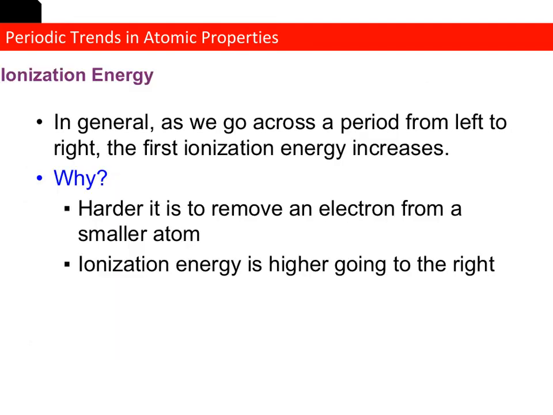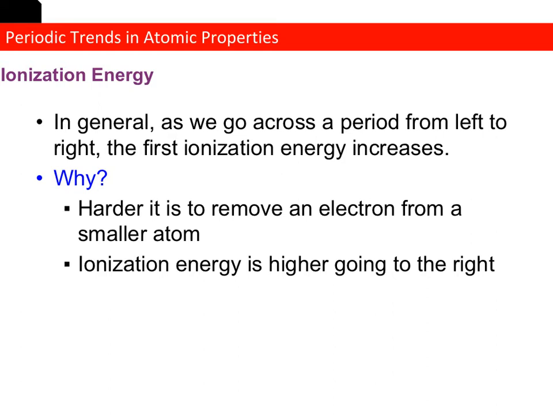So let's talk about the general trend of ionization energies on the periodic table. In general, as we go across from left to right, the first ionization energy increases. That's the amount of energy needed to remove just the first electron of an element, and it increases as you go to the right. Well, why? One reason is that the elements are getting smaller, so it's harder to remove the electrons. But then why are they getting smaller? As you move from left to right, the elements hold onto their electrons more tightly due to a stronger effective nuclear charge. Because of that, you find it more difficult, or higher energy, to remove the electrons from a smaller atom.